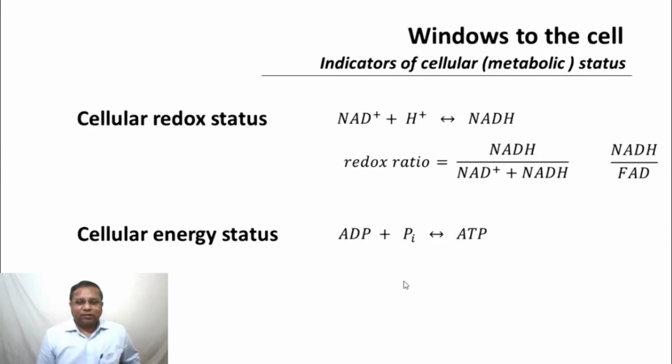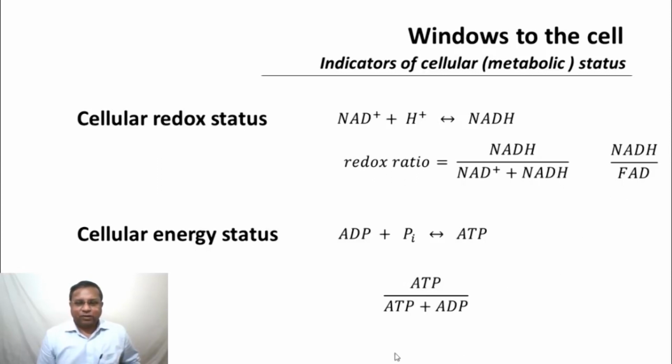For energy status, it's somewhat a little more straightforward. We all know the energy currency of the cell, ATP, adenosine triphosphate, is made by the phosphorylation of adenosine diphosphate. So the ratio of ATP to the pool, ATP plus ADP, sometimes AMP is also added here, but let us just look at these two. ATP divided by ATP plus ADP is taken to indicate the cellular energy status.